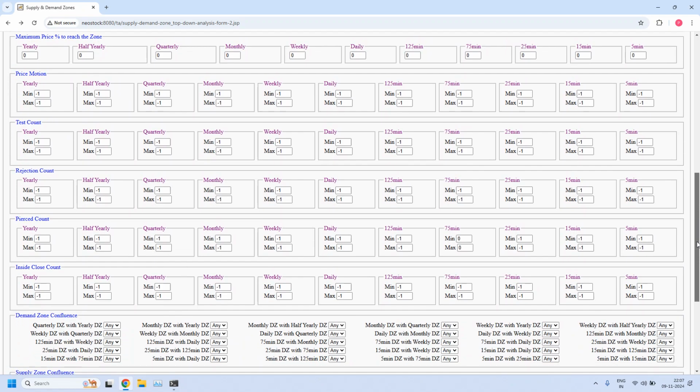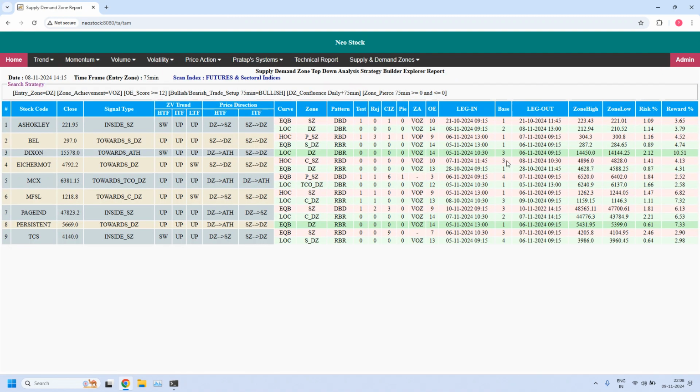LTF is 75, ITF is daily. That is 75 minutes demand zone with daily demand zone confluence filter we enabled. With this filter, out of those 10 stocks, we got 9 stocks. In all these 9 stocks, the 75 minutes entry zones are part of the daily demand zones. They are overlapped. Because 75 minutes entry zone is part of daily demand zone, if the daily demand zone has a daily EMA confluence, they are even more high probability setup.